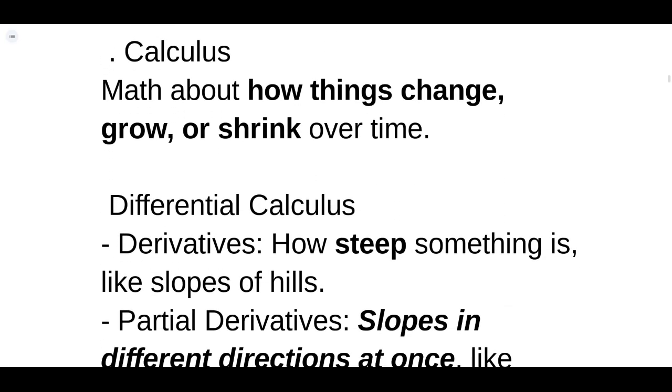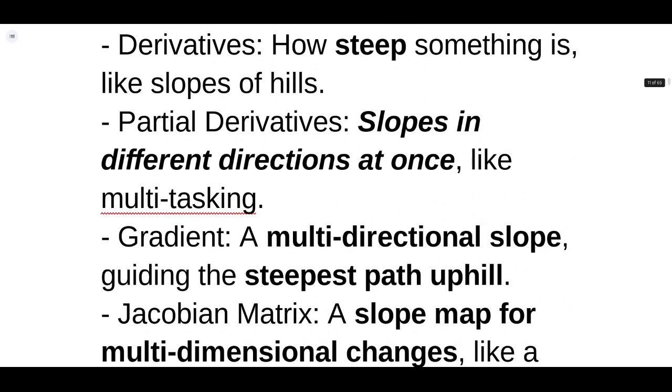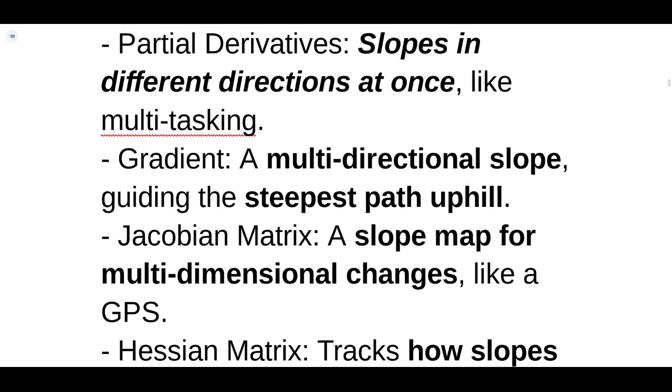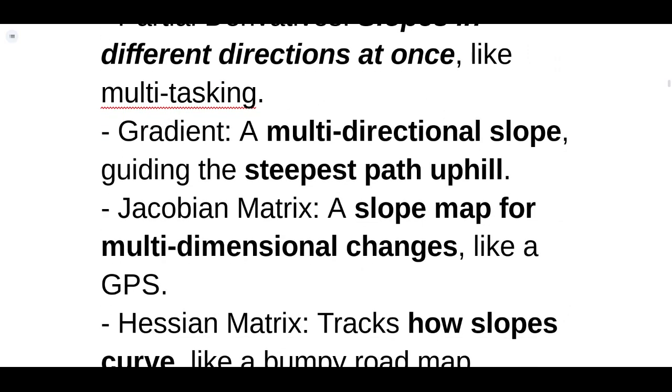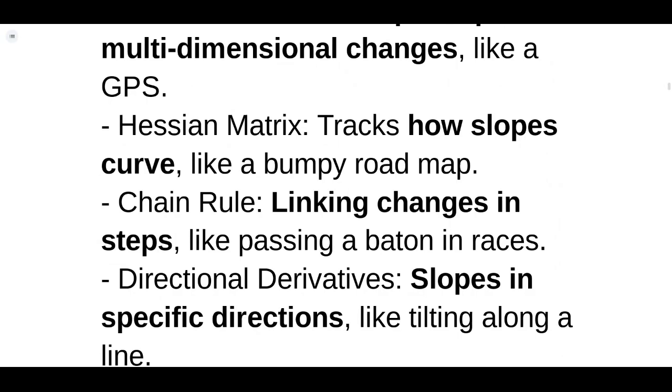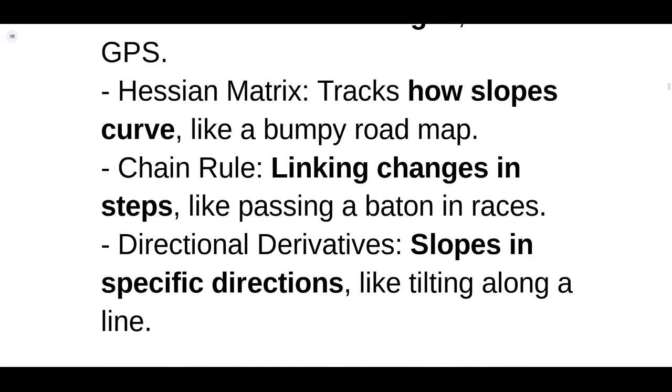Calculus, math about how things change, grow or shrink. Differential calculus, derivatives, how steep something is. Partial derivatives, slopes in different directions at once. Gradient, a multidirectional slope guiding the steepest path uphill. Jacobian matrix, a slope map for multidimensional changes. Hessian matrix tracks how slopes curve.